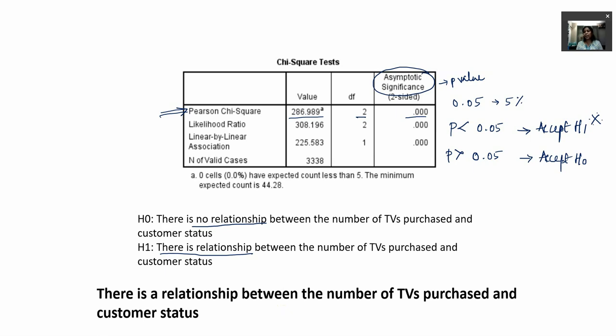So I hope you have understood how you can perform cross tabulation, how you can perform chi-square test, what is the difference between cross tabulation and chi-square test, and how you can also interpret the results in order to add on to the findings of your research work or your project work.